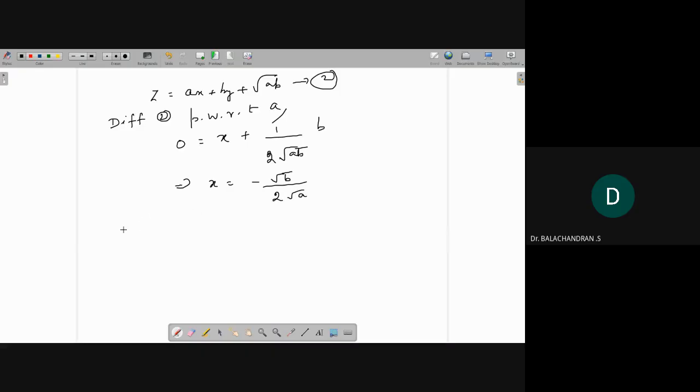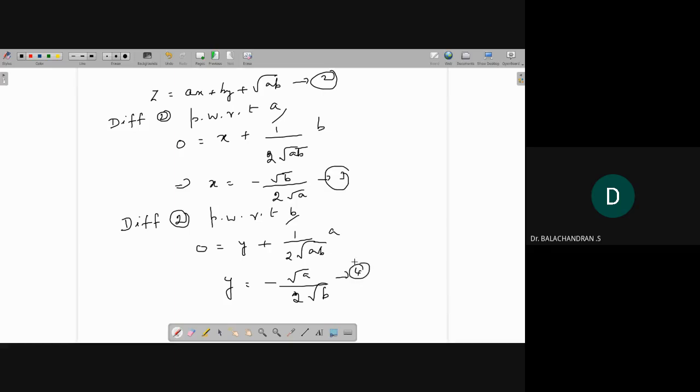Similarly, differentiate equation 2 partially with respect to b. So 0 equal to y plus 1 by 2 root of ab into a. So y equal to minus root a divided by 2 root b. We call this 3, this 4.